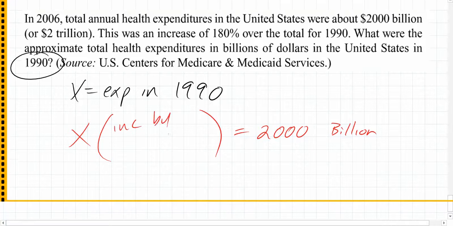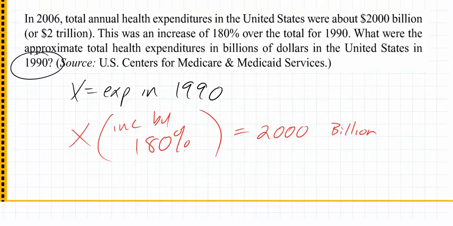180. Increases by 180%. What do you multiply something by? If you increase something by 100%, what happens to it? It doubles. What do you multiply something by to double it? 2. If something increases by 50%, what do you multiply it by? No, that halves it. Again, if something increases by 100%, what do you multiply it by? If something increases by 50%, what do you multiply it by? 1.5. If something grows by 50%, you multiply it by 1.5. So if something grows by 180%, what do you multiply it by?